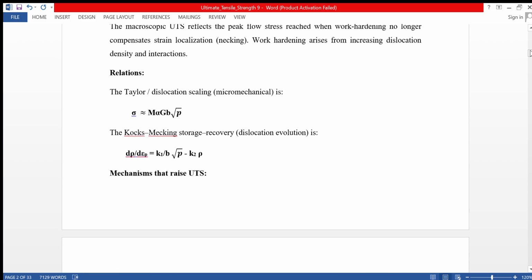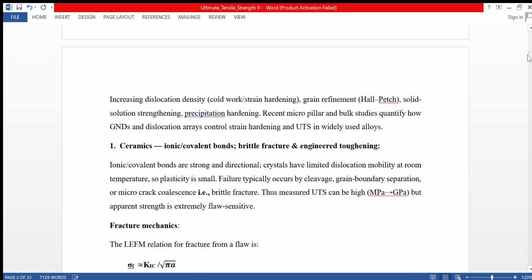Next, relations. The Taylor dislocation scaling relation is given below. The Kocks-Mecking storage and recovery model is also given below. Mechanisms that raise UTS: increasing dislocation density, grain refinement (Hall-Petch), solid solution strengthening, and precipitation hardening. Recent micropillar and bulk studies quantify how GNDs and dislocation arrays control strain hardening and UTS in widely used alloys.